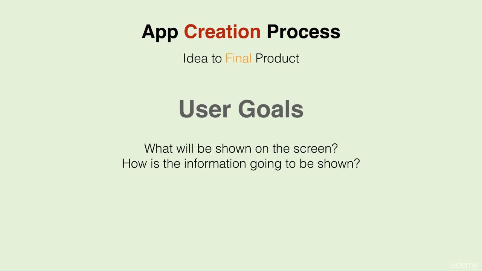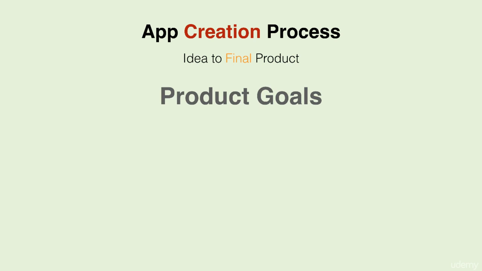For instance, another question you could ask is, how will the user navigate from point A to point B to get to where they are supposed to get? So defining your user goals will further define the application functionality. The next thing we need to look at is product goals. Now, when we talk about product goals, we are not directly talking about the users, the people who are going to be using the application. Now we're talking about the product, in this case, the app, right? That will be the product.